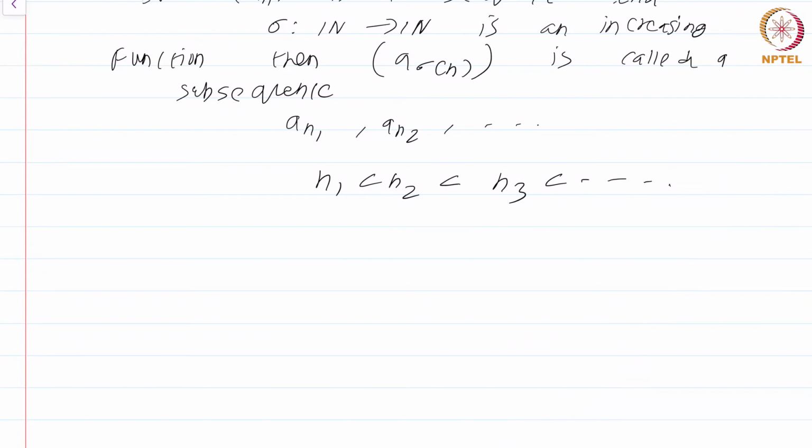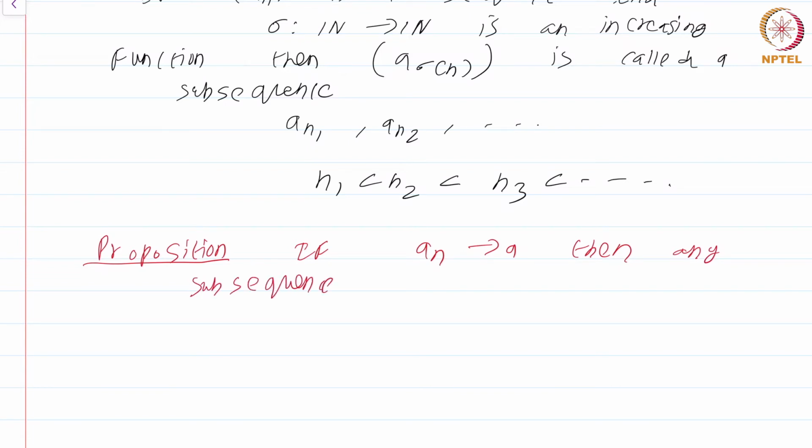And a moment's thought should convince you that this proposition is true. If not, the proof certainly will. It's a very easy proposition. If a_n converges to A, then any subsequence a_sigma(n) also converges to A. So all subsequences of a convergent sequence converge to the same limit. Proof.